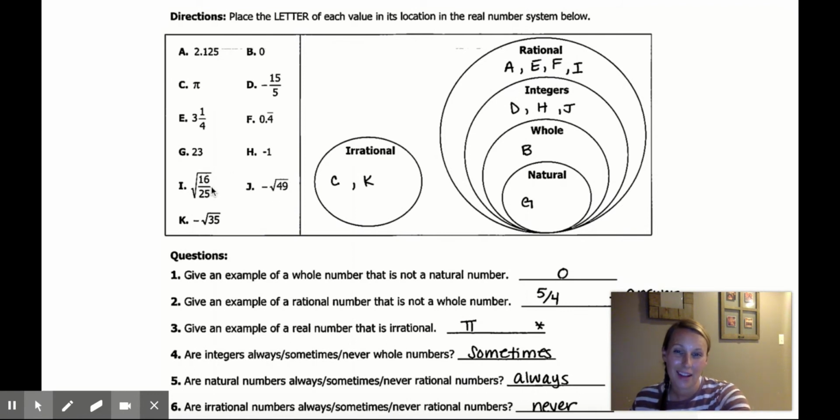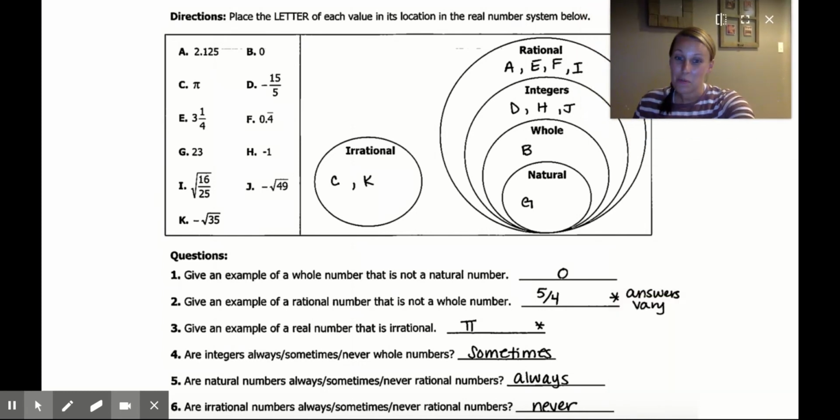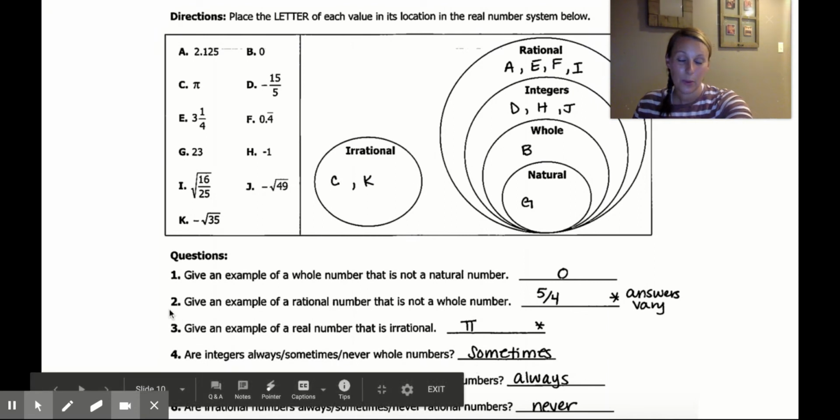Some of these radicals or square roots, get in the habit of practicing with your calculator, typing these in and then simplifying by using that double arrow key right above enter. That switches it to a decimal so that you can really classify it in the best spot. And then the questions down below are just some critical thinking. Can you apply this understanding of the real number system?